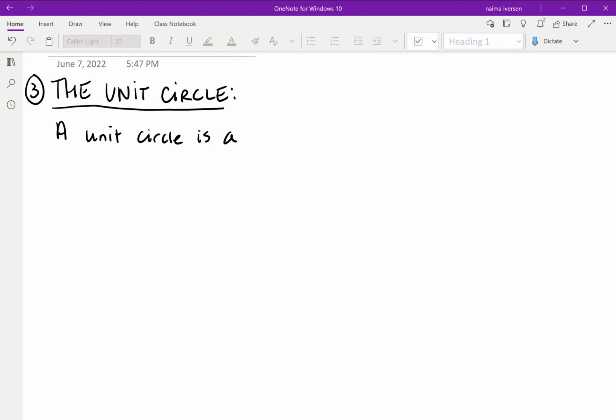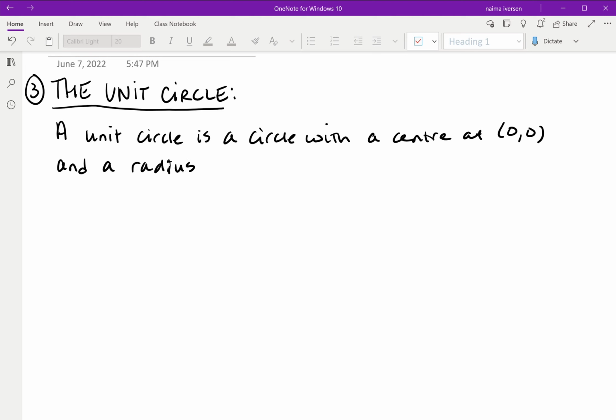is a circle with a center at 0, 0 and a radius of 1. The reason why it's called the unit circle is because a unit is essentially the number 1. So 1 is called a unit, okay? So the radius is 1. That means that the equation is x squared plus y squared is equal to 1 squared.